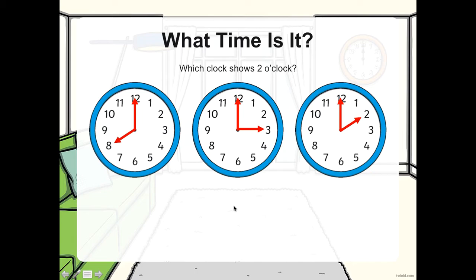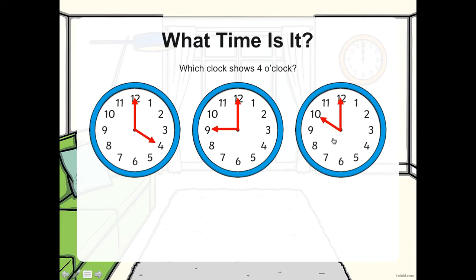I'm going to listen out and hear what I hear the most. I can hear lots of you saying this one. Fantastic! We know that's 2 o'clock because the minute hand is on the 12, the hour hand's pointing to the 2. Which of these clocks shows 4 o'clock?